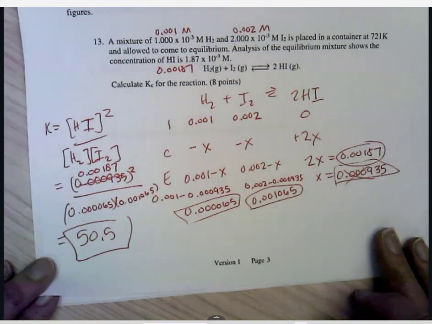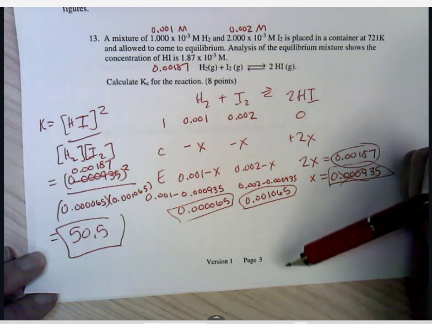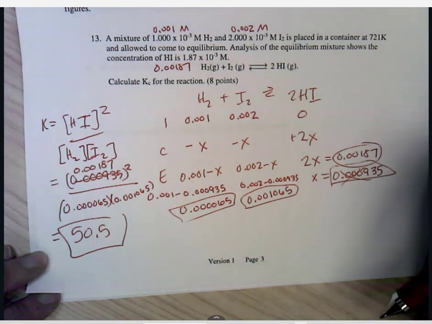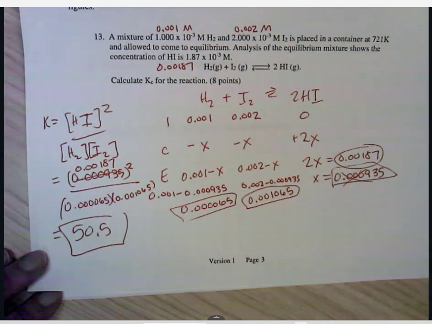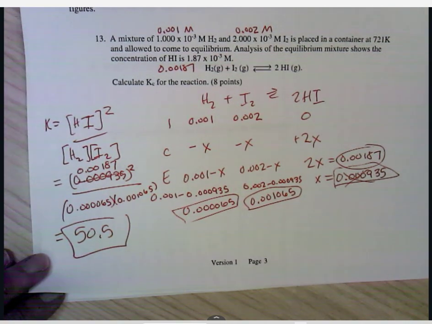All right, so that is an equilibrium problem where I'm given some starting information and equilibrium information, and I'm being asked for K.